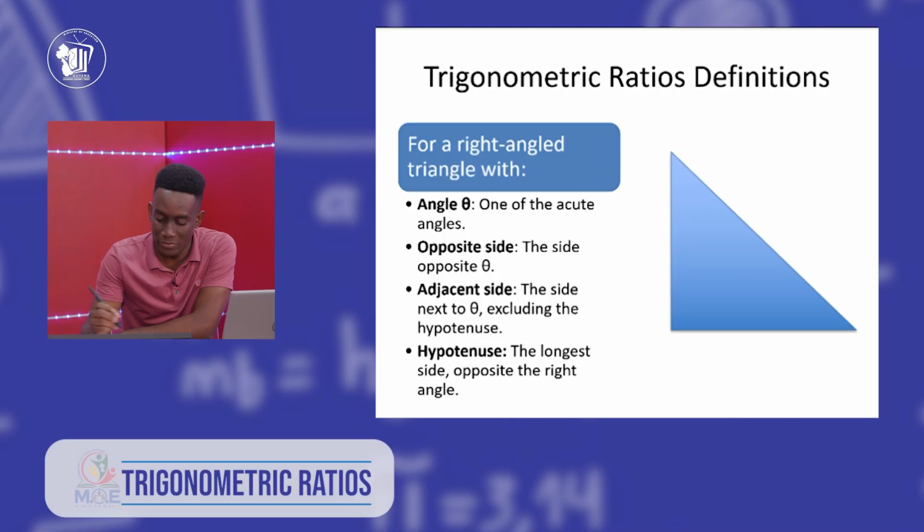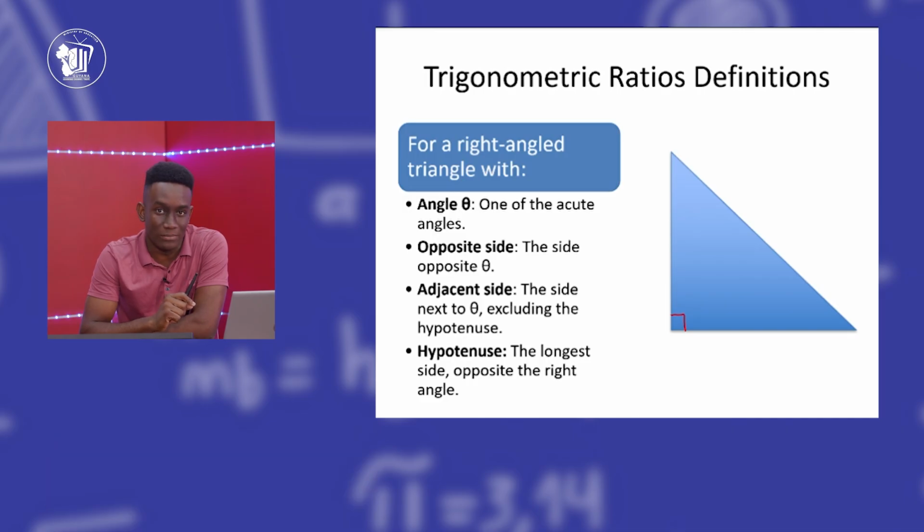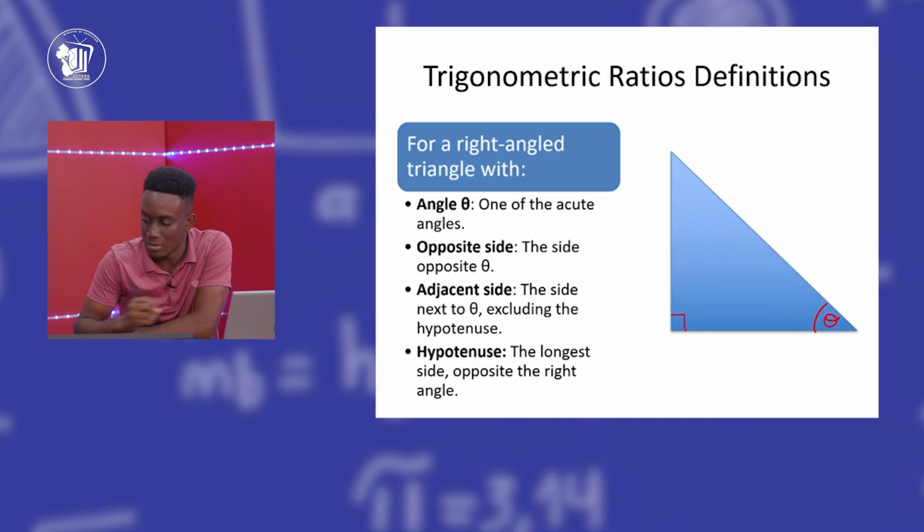Before we can actually use the ratios, before we get the formulas, we must first know how to label the right angle triangle. So the first thing we need to do is, of course, identify where the right angle is. In this right angle triangle, we will be given an angle, or sometimes that angle will be represented by theta. Depending on where theta is, that will impact some of the sides. So let's just say theta is at this angle here. And now we want to label this triangle.